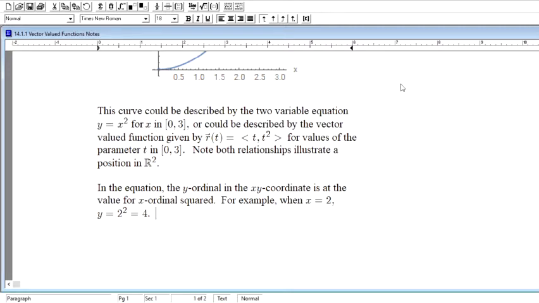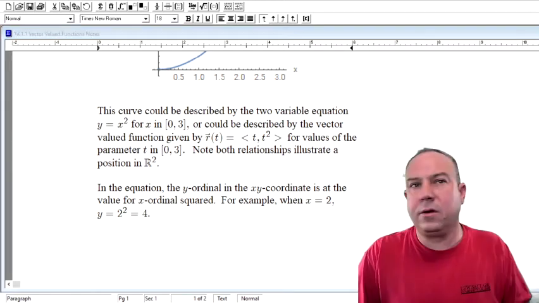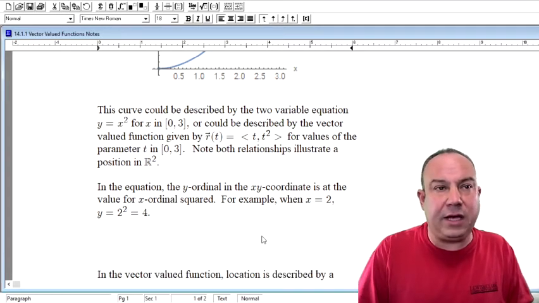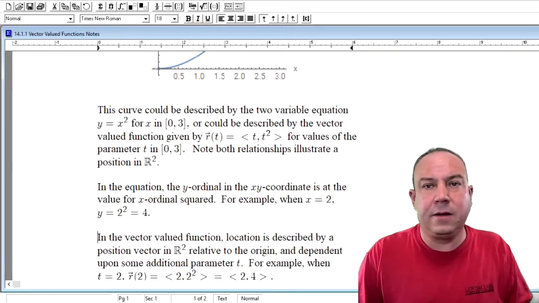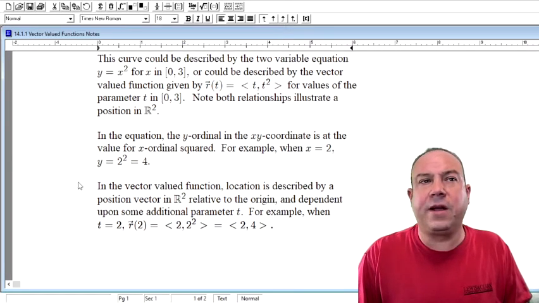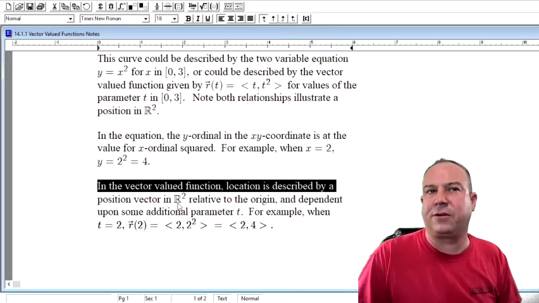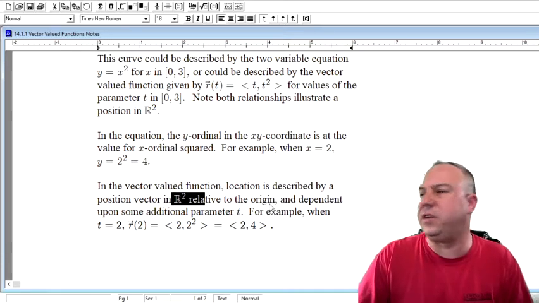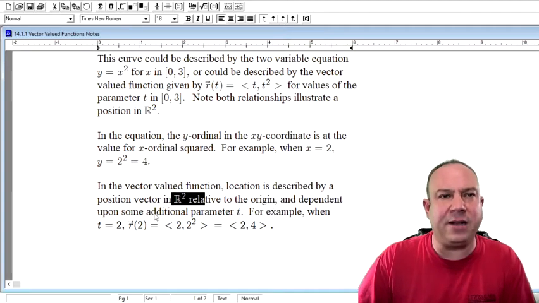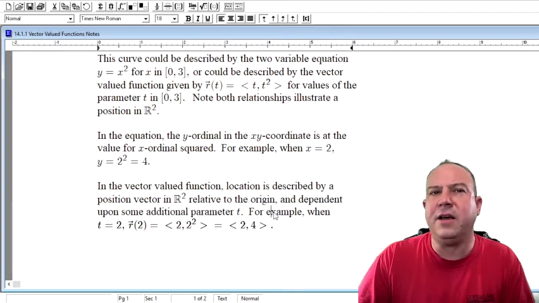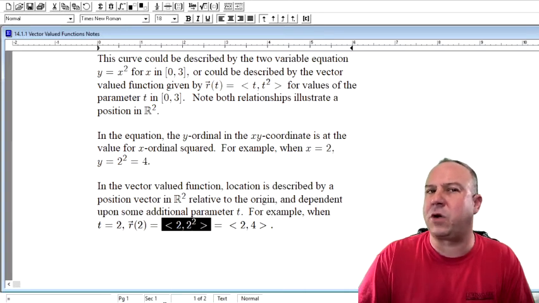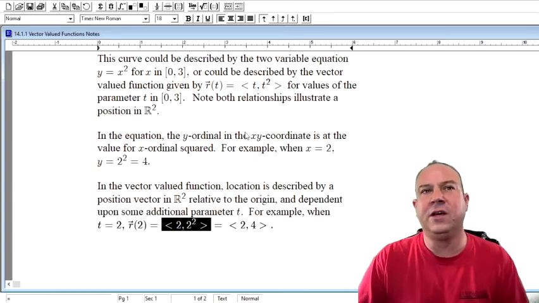Whereas if we look at the vector valued function, right? In the vector valued function, location is also described by the position vector in two dimensions relative to the origin, right? And it's dependent upon that additional parameter t. For example, when t is equal to 2, we are at this position r bar of 2. What is r bar of 2? Well, it's this vector description relative to the origin, 2 comma 2 squared, right?